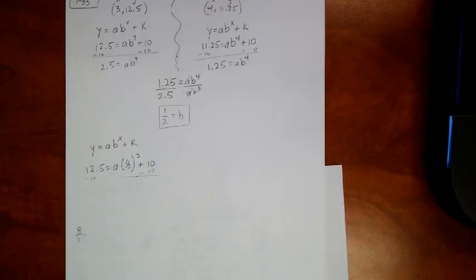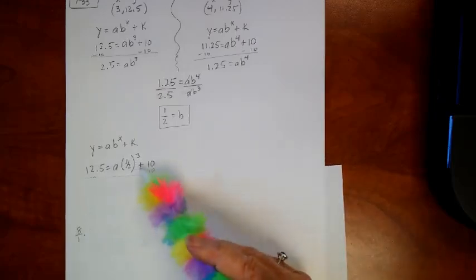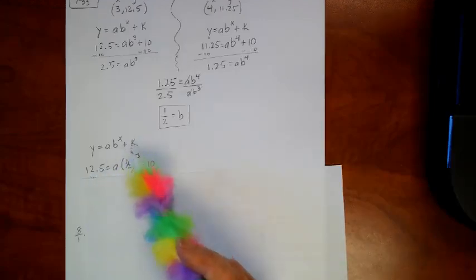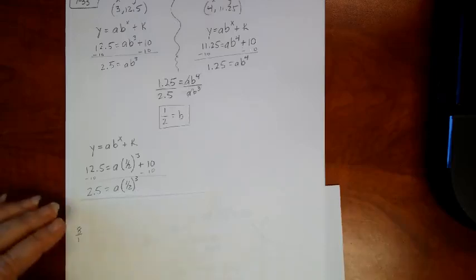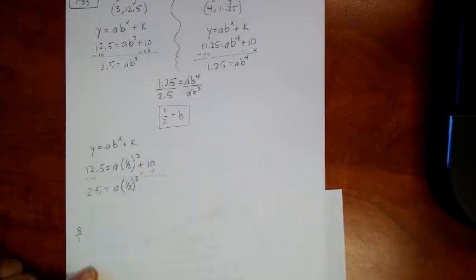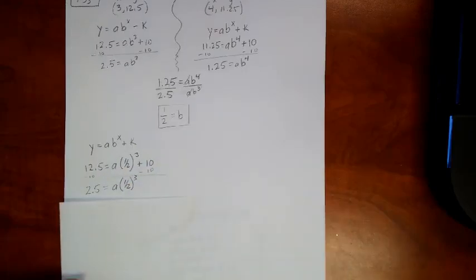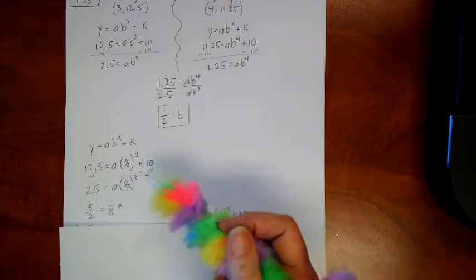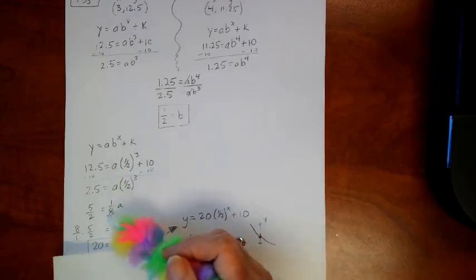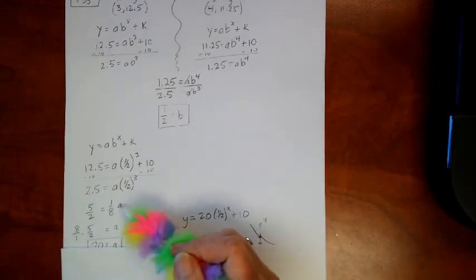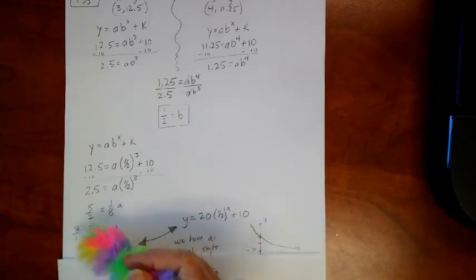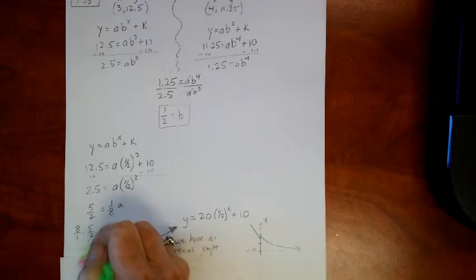plug b in. So b's a half, and we know k was 10, and then I plugged in the ordered pair for x and y. And then what did we do? Again, I had to subtract 10 from both sides before I proceed. And then I cubed out my half, and I got 1/8. I just turned that into a fraction because if I multiply both sides by 8, that gets a by itself. So that's why I turned it into a fraction, so I could go fraction math, right?